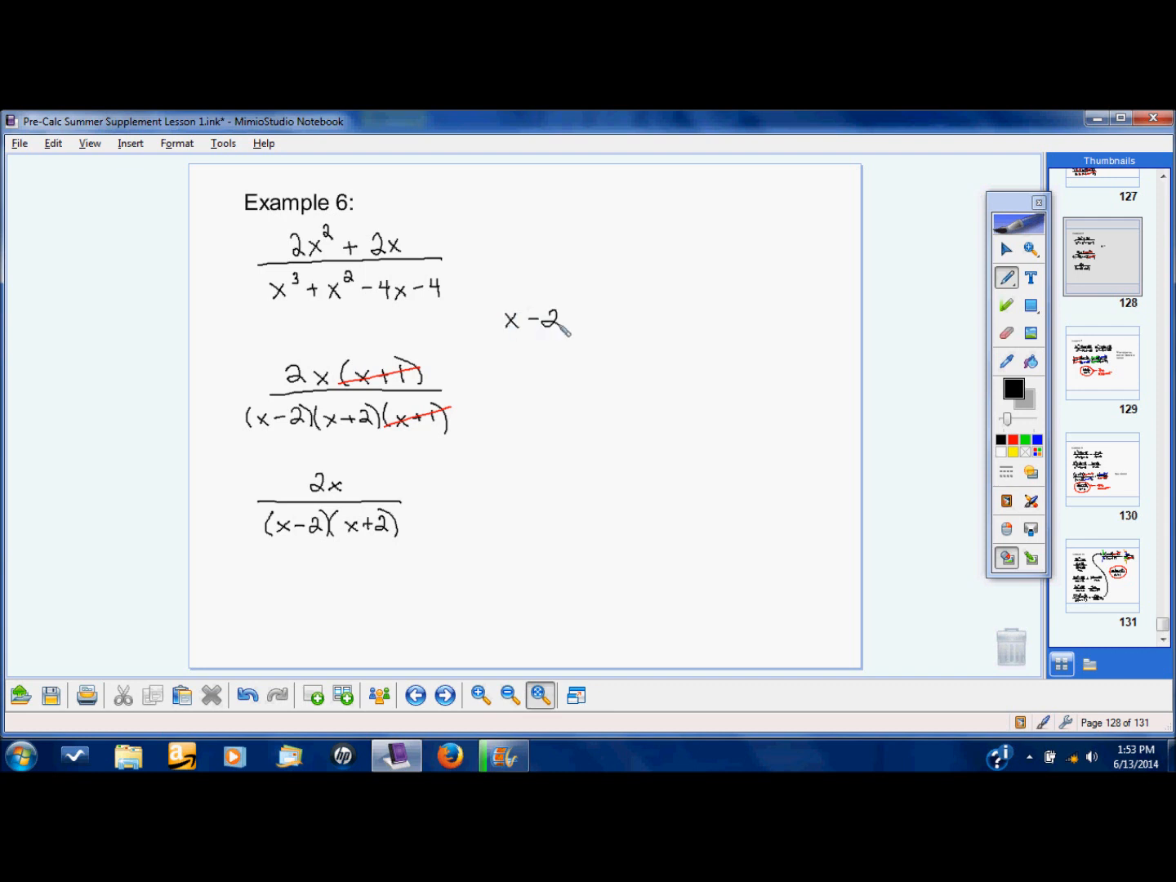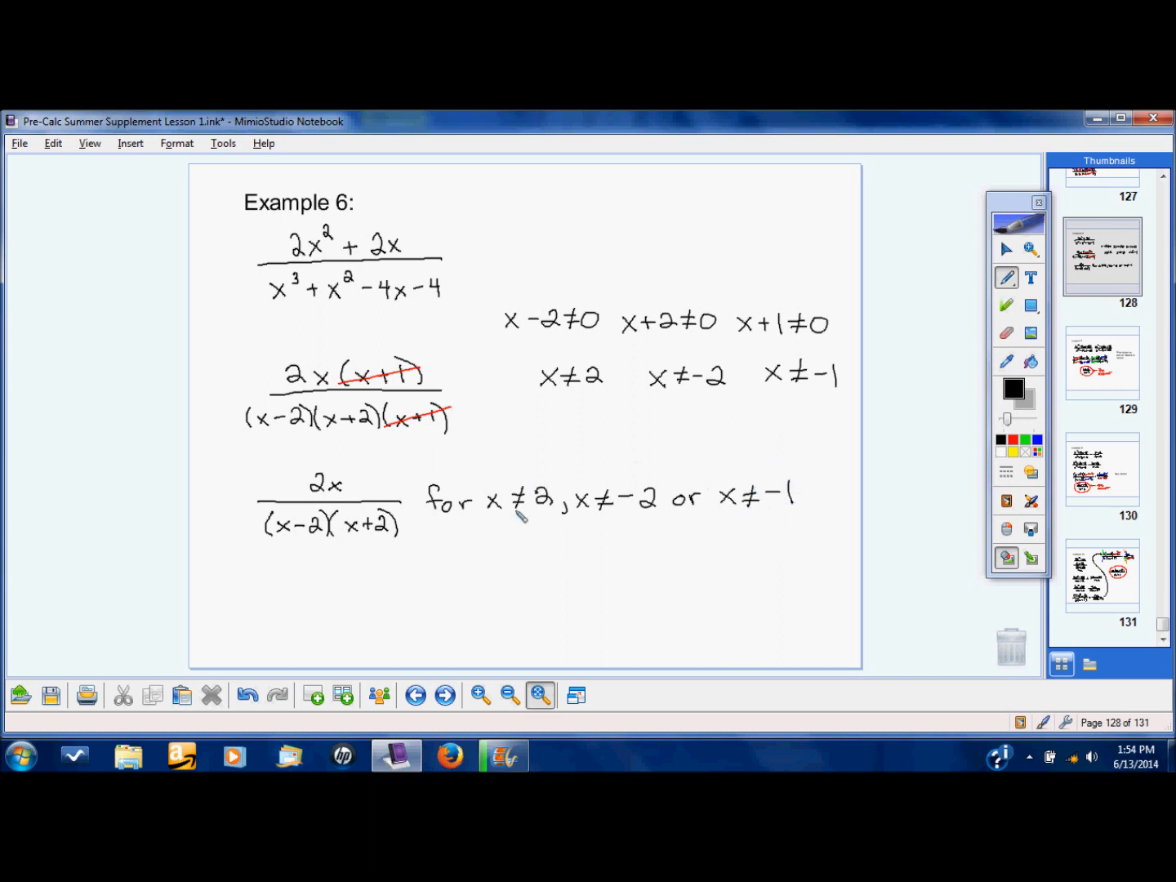So x minus 2 can't be 0. X plus 2 can't be 0. And x plus 1 can't be 0. So we'll simplify them a little bit. This means x can't be 2. X can't be negative 2. And x can't be negative 1. So here's our answer: x can be anything but 2 or negative 2 or negative 1.